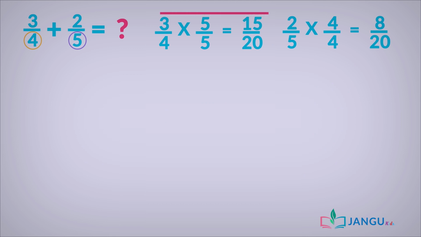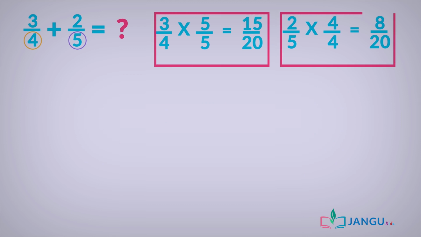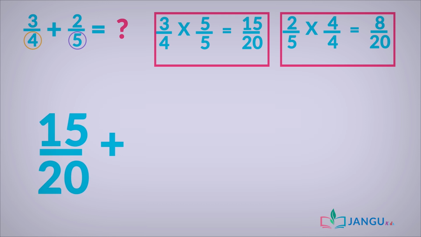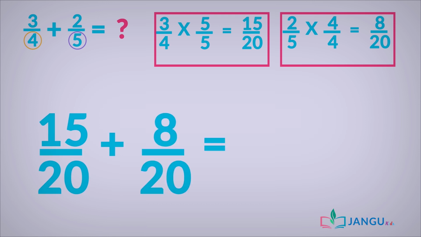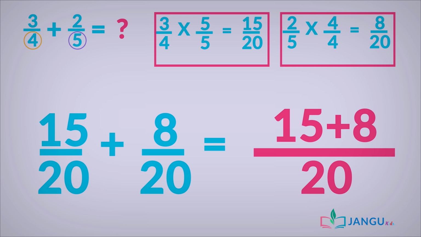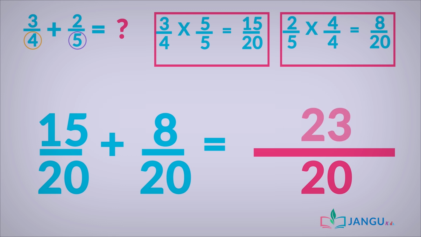Now, the two fractions have the same denominator of 20, meaning we can add their numerators while maintaining the common denominator. So, we write out the denominator 20, then write 15 plus 8 as the numerator. What do we have? 23/20. Easy. Great job so far.